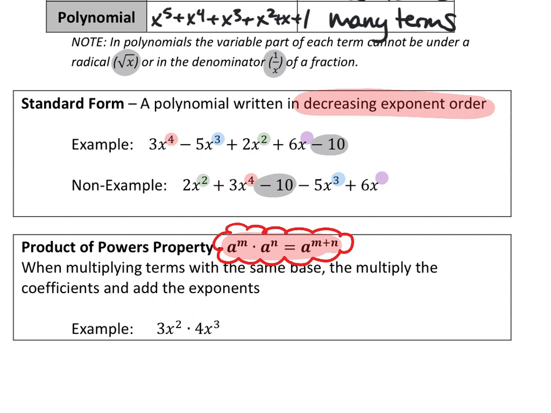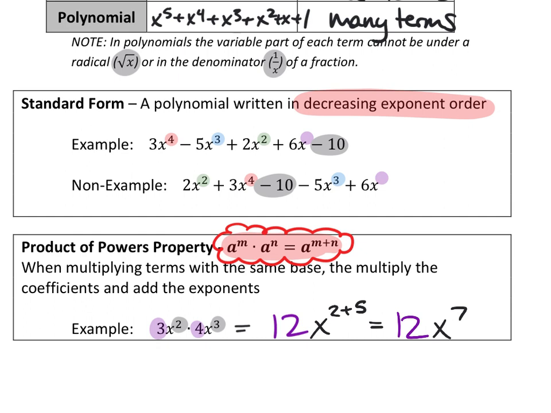Meaning, if I was multiplying 3x to the second power times 4x to the third power, I would multiply those purple numbers because they're coefficients by each other. So I would do 3 times 4, which is 12. But in the exponent, I don't multiply them. In the exponent, I add them. So we don't want to multiply the exponents together. We want to add the exponents together. So this would actually be x to the 2 plus 3 power, because we want to add those exponents, which would really just be 12x to the 7.